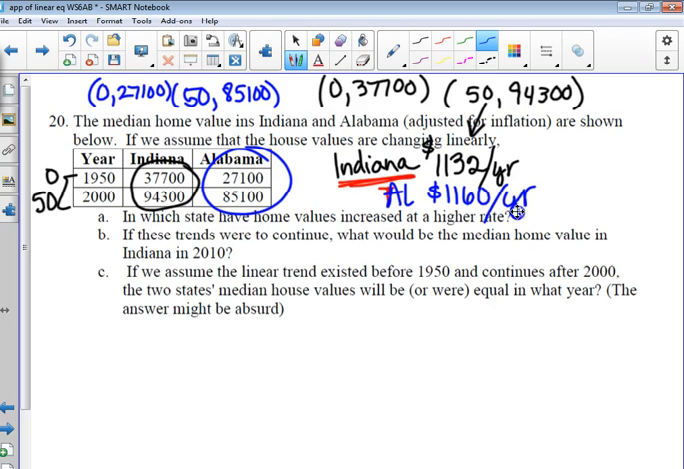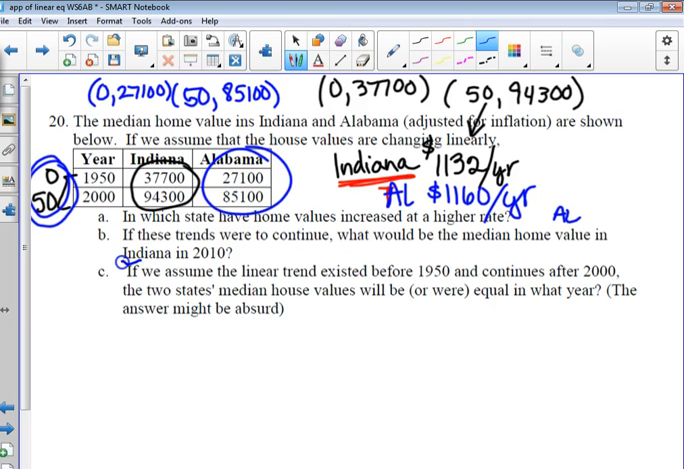So they were very close this time, not like Hawaii and Mississippi or whatever we had on the other worksheet. So which one was increasing at a higher rate? Alabama. If those trends were to continue, what would the median home value be in Indiana in 2010? Okay. We're in luck if we used 0 and 50. If we called this year 0 and this 50 years later, what does that mean?